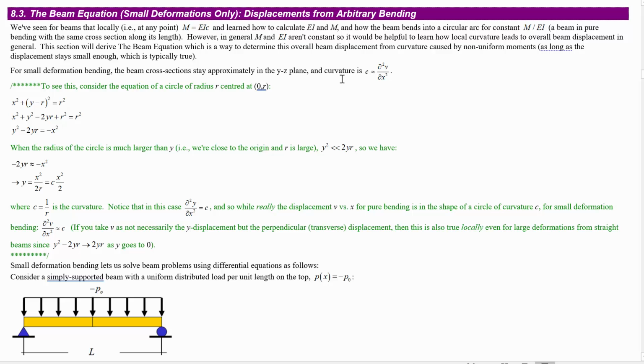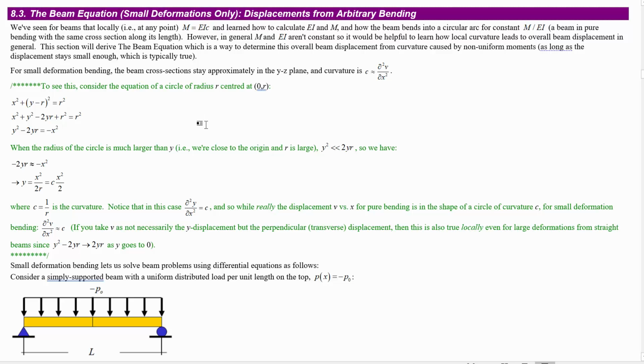So the first thing we need is this relationship here. For small deformation bending, it's going to turn out that the beam cross-sections stay approximately in the YZ plane, right? If we're not moving too much, then the thing that was originally the YZ plane is still in the YZ plane. And the curvature, this is referring to beams which are long in X and are subjected to moments in Z, that's when the positive X surface that we're looking at as our cross-section would be the YZ plane. Then the curvature is going to be approximately the second derivative of the Y displacement per step in X. This is going to end up being the curvature.